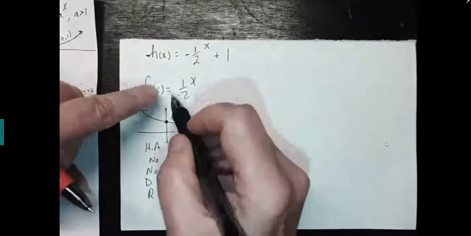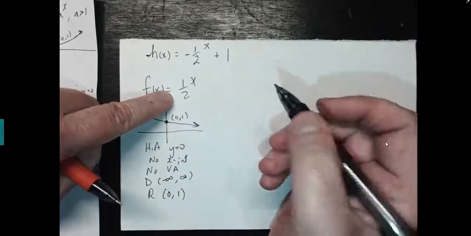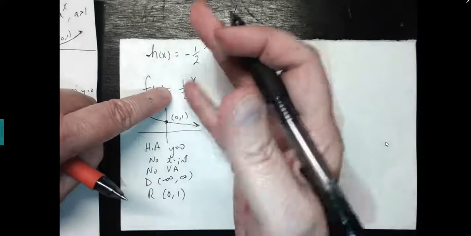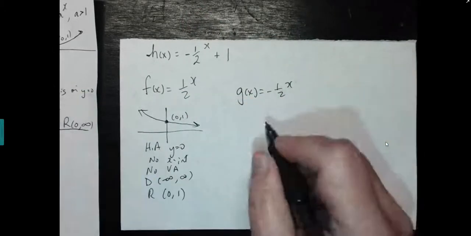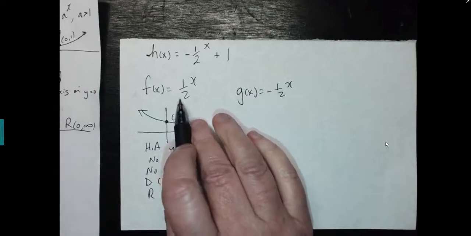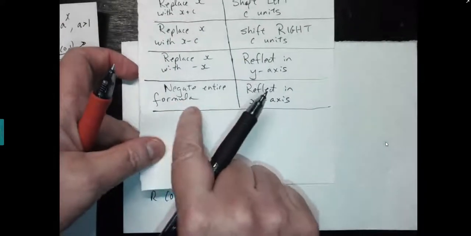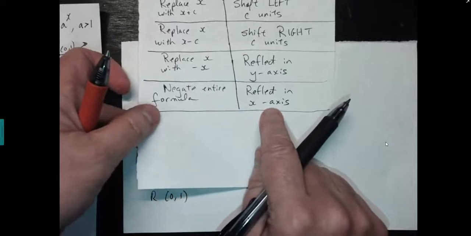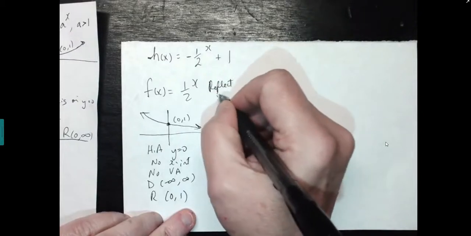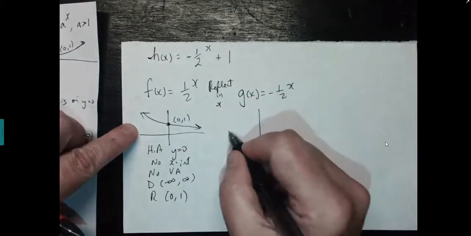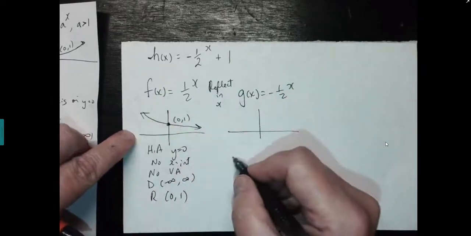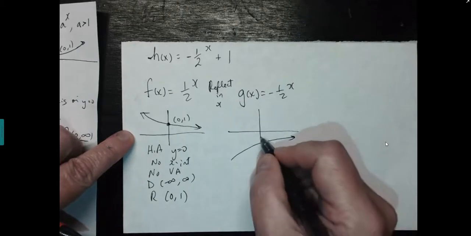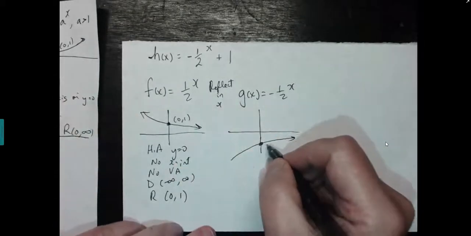How can I create this? How about I negate the formula? If I negate the entire formula, well, since there's only one term there, I'm going to get that. Now, what happens when you change the formula by negating it? If you negate the entire formula, what it does to the graph is you get a reflection in the x-axis. So I'm going to take f and reflect it in the x-axis to get the graph of this. And if the x-axis is a pond, then its reflection is going to look like that.